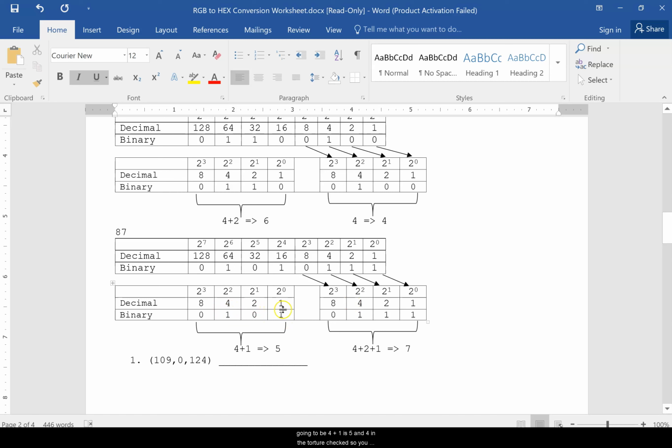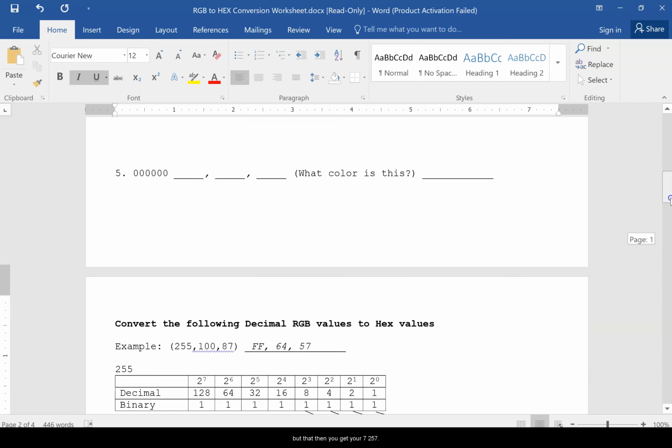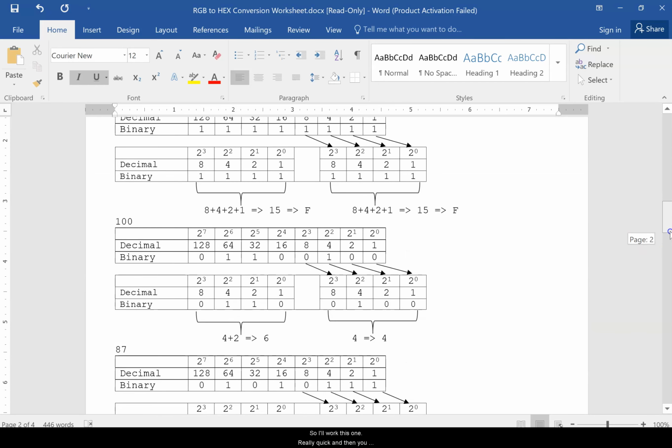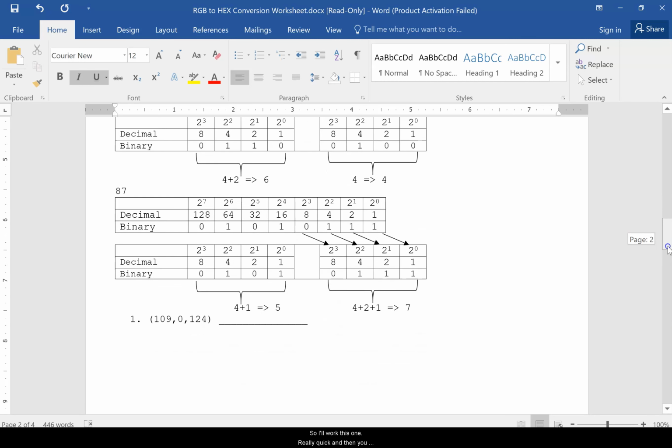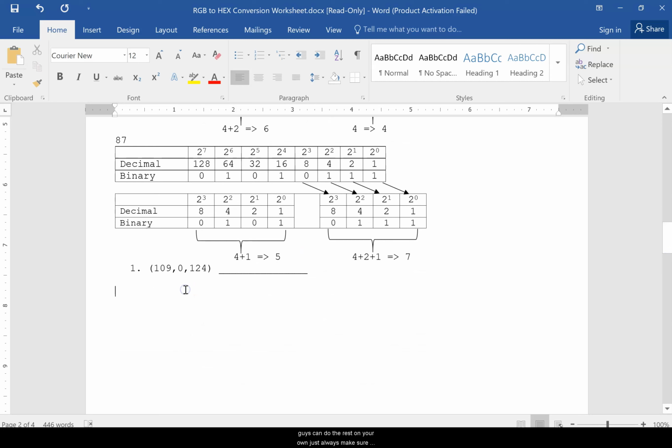The 4 and the 1 are checked, so that's going to be 4 plus 1 is 5. And the 4 and the 2 are checked, so you got 4 and 2, and then also the 1, I didn't see that, but then you get your 7. So 57 is the last number. So I'll work this one really quick, and then you guys can do the rest on your own. Just always make sure that you're checking your work.